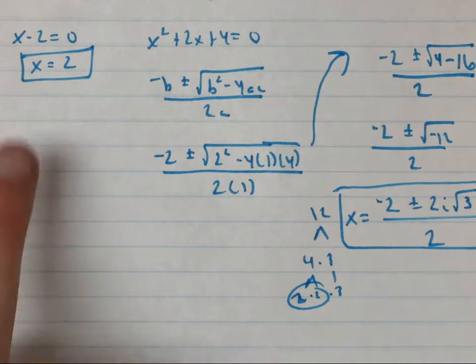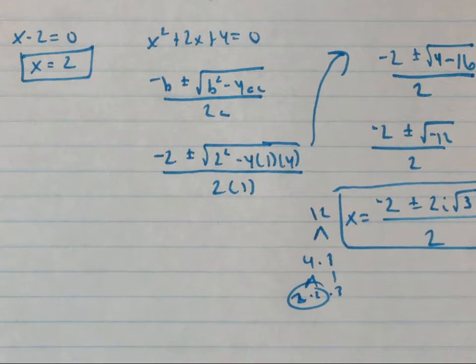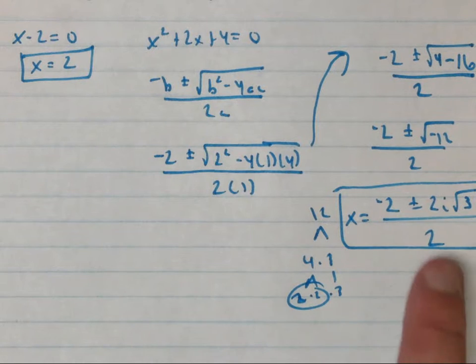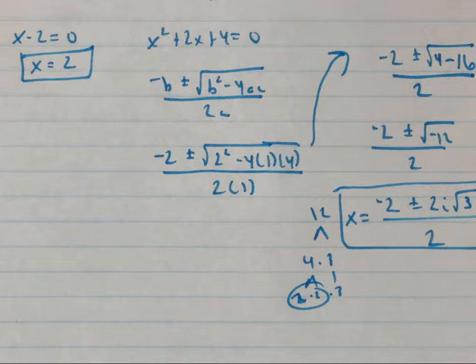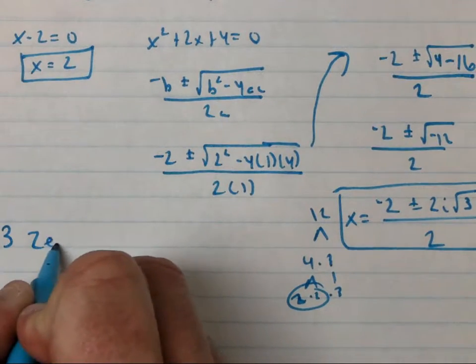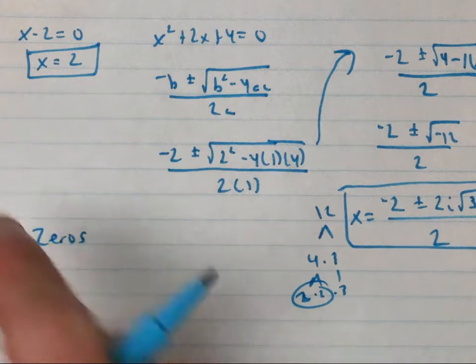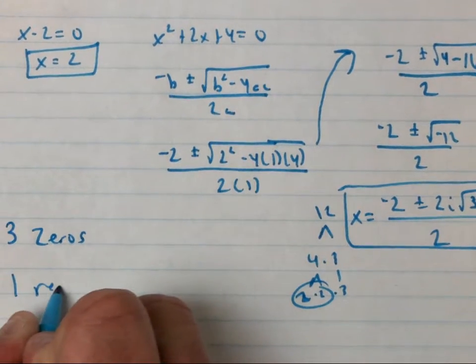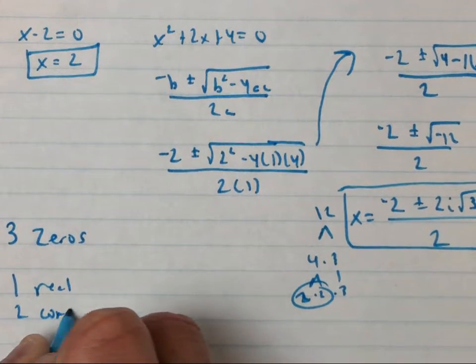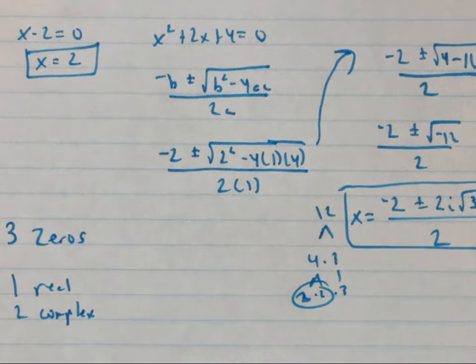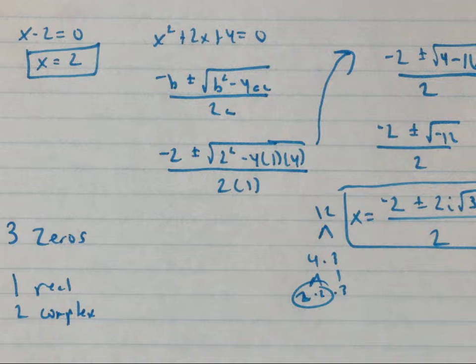So you have a total of 3 zeros. 1, 2, 3. This counts twice because you have plus or minus. Now I'm going to ask you a question. How many are real? This is the only real one. So you have 1 real and 2 complex for a total of 3. Okay?